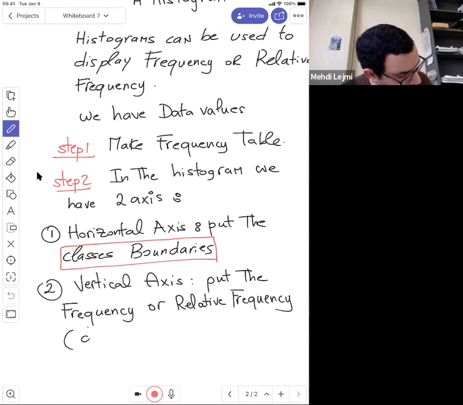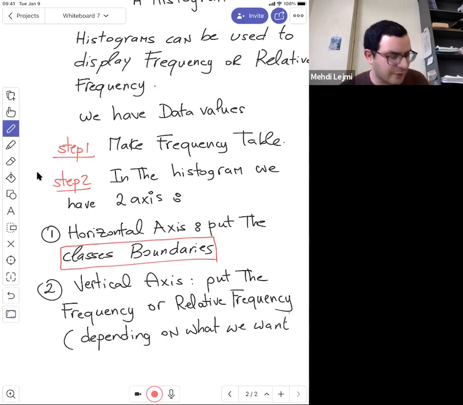Depending on what we want, like in the homework or in the test or the exam, if you have a question where you have to graph this histogram, it's going to tell you, well, use the histogram to display the frequency, or it's going to tell you, use the histogram to display the relative frequency.